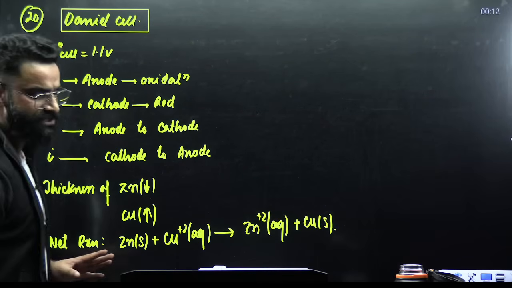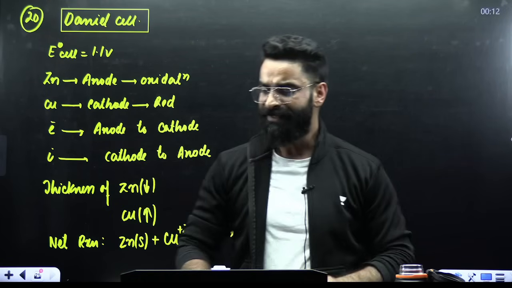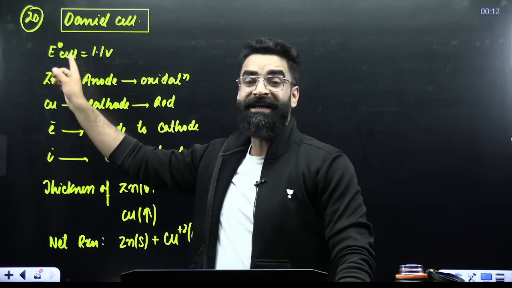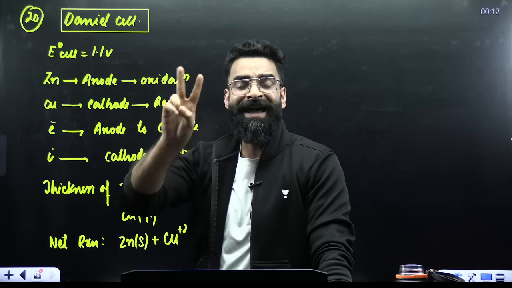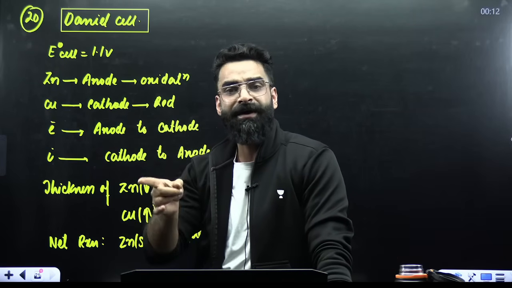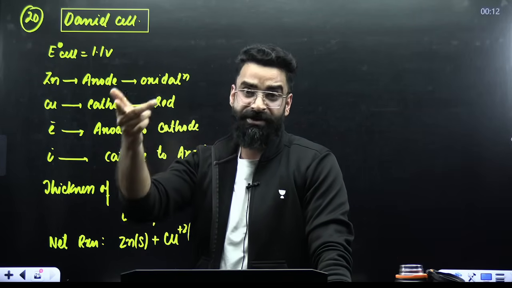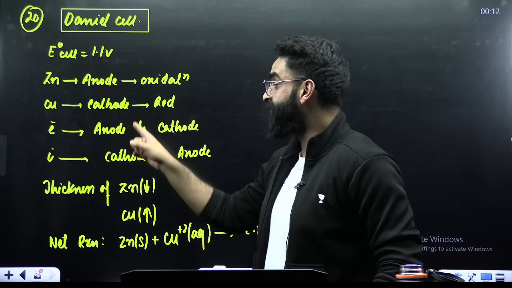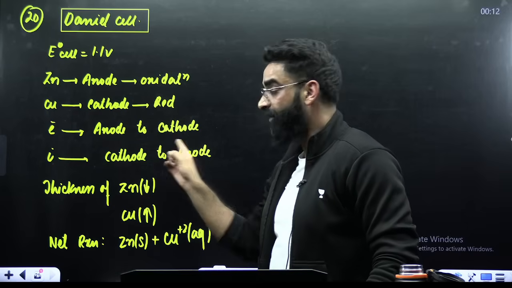Perfect. Similarly, my dear students, one more theoretical question that can be asked is related to the Daniell cell. You need to remember, first of all, the standard EMF of the Daniell cell is 1.1 volt. In Daniell cell, you use 2 electrodes. One is zinc, one is copper. Zinc behaves like anode, at which oxidation takes place. Copper behaves as cathode, at which reduction takes place. The direction of electrons is from anode to cathode. The direction of current is from cathode to anode.